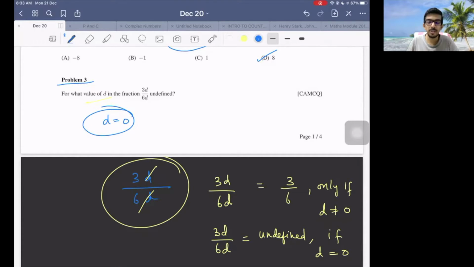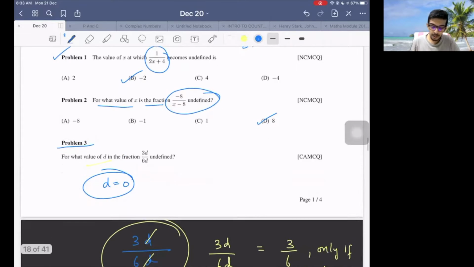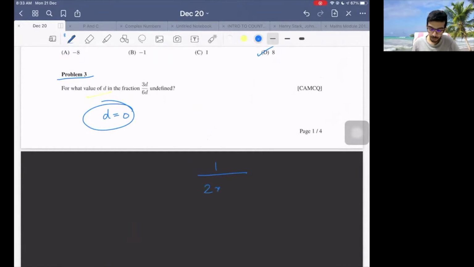Heard about functions? I'm sure you would have heard about, say, you have 1 by 2x plus 4. Sometimes you might want to call this a function of x.